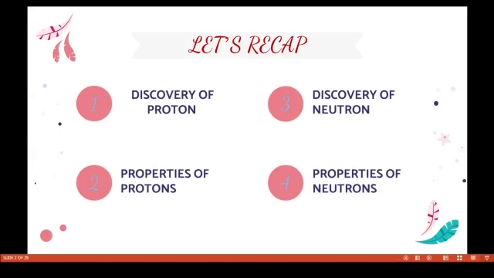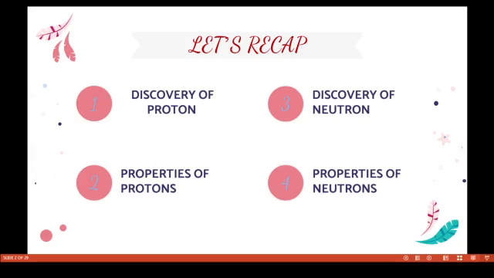Then the discovery of neutrons. This problem was solved by the discovery of another subatomic particle by James Chadwick in 1932. He found that the neutron is a neutral particle found in the nucleus of an atom. Atoms of all elements contain neutrons except ordinary hydrogen, which does not contain any neutron. So the subatomic particle not present in the hydrogen atom, students, is the neutron. A hydrogen atom contains only one proton and one electron.